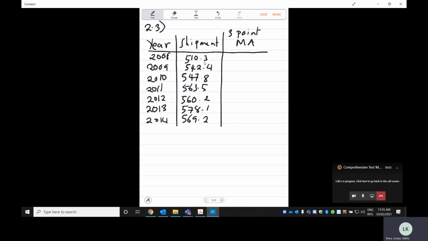Right, now the way we work out the 3-point moving average is we take 3 points at a time and then the average goes right in the middle. So if I take the first 3, the average will go right there. The next 3, the average will go there, and then all the way till the end. So the first one will not have an average, so we'll put a dash over there. Then for the next one, I say 510.3 plus 542.4 plus 547.8. You add them together, divide by 3, you should get 533.5.